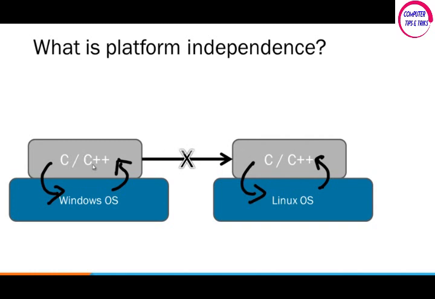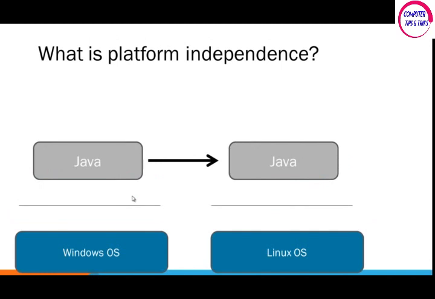So C and C++ are not platform independent because they depend on their operating systems. Whichever platform you compiled in, you have to run them only on that particular platform or operating system. So how did they make Java platform independent?